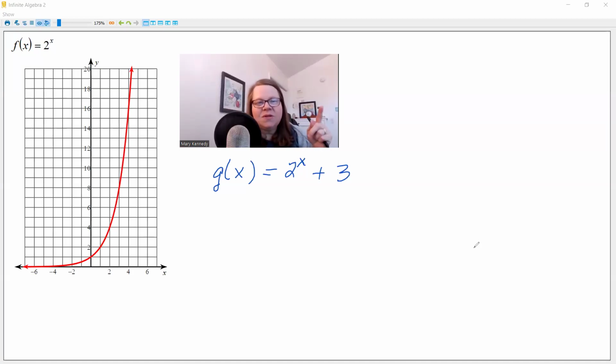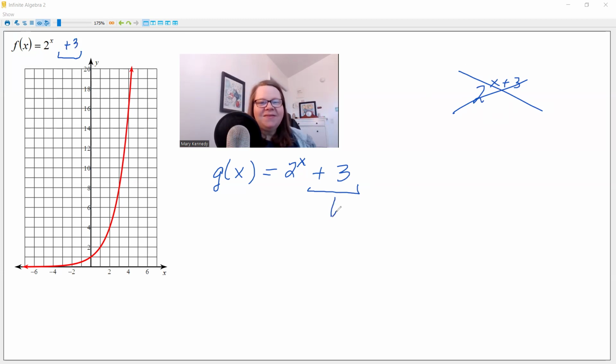So let's look at how this one has changed. We started at 2 to the x power, and now we have 2 to the x, and then there's a plus 3 at the end. And it's key that this is a plus 3 at the end. This is not plus 3 in the exponent, right? That's not what we have here. We have a plus 3 that's just at the end of the function. So it's like we took this function and we put a plus 3 onto it.